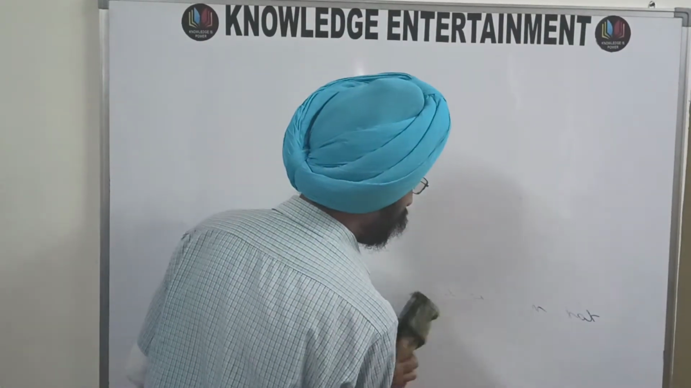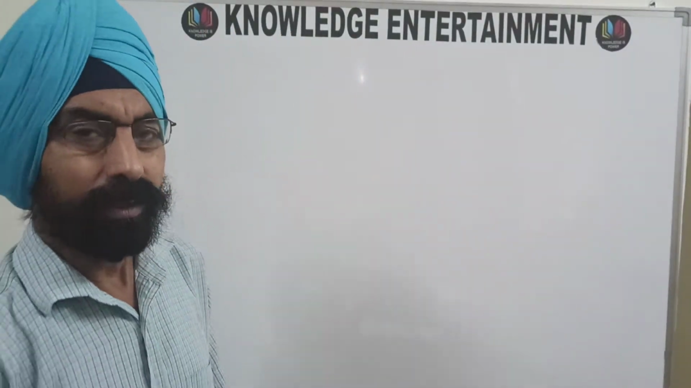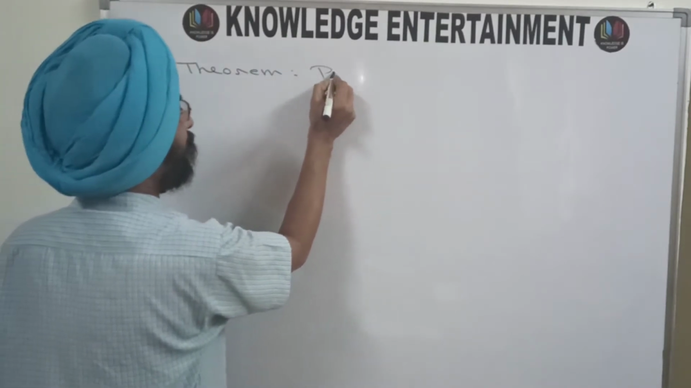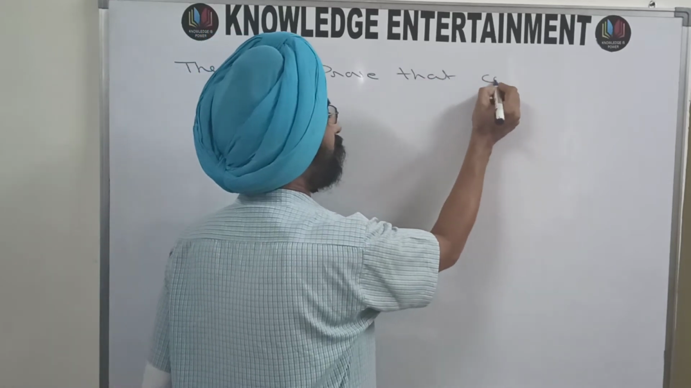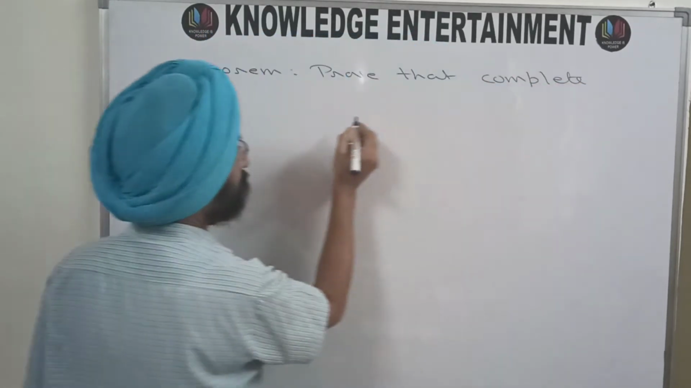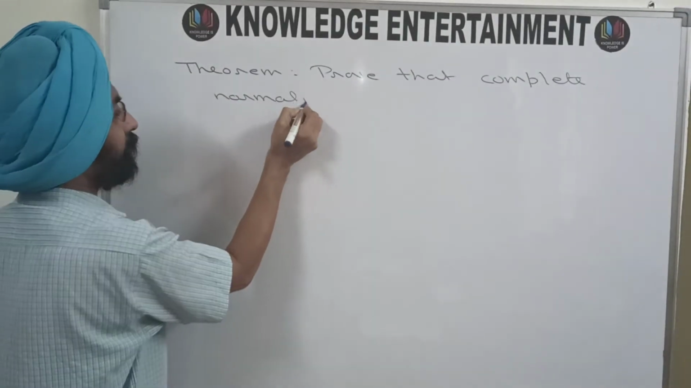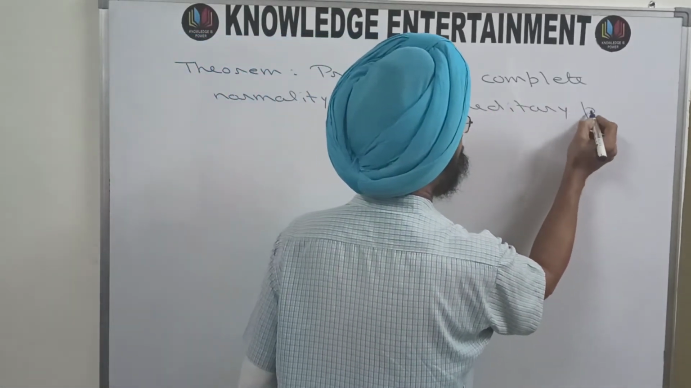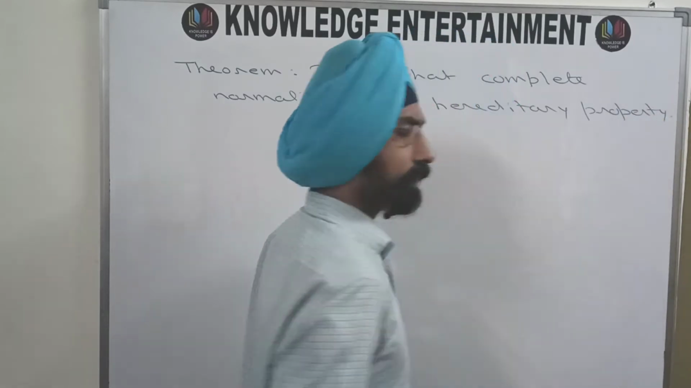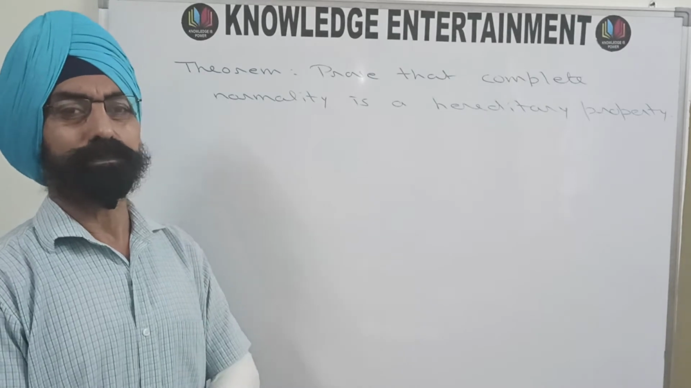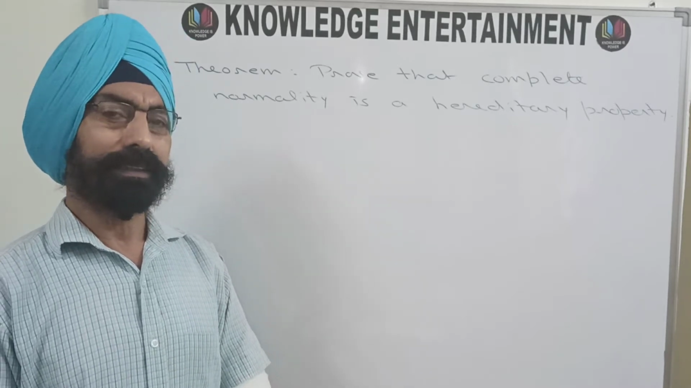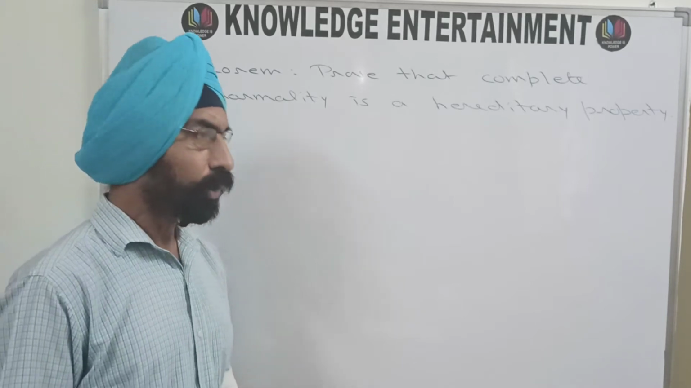Now we'll move on to some properties, some theorems related to completely normal spaces, like whether it is a topological property, whether it is a hereditary property, etc. So the second theorem on completely normal spaces, I am going to take it as a theorem and write down the statement: prove that complete normality is a hereditary property. That means we have to prove that if a space is completely normal, then every subspace of it is also completely normal.